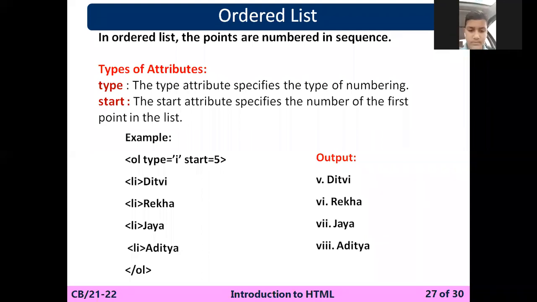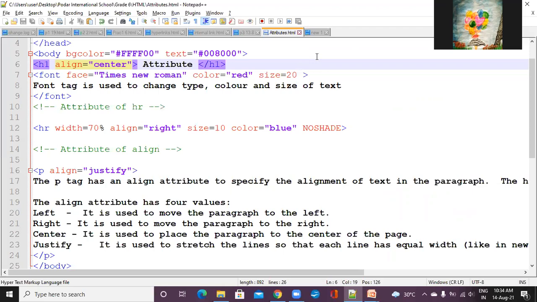We will be learning them one by one, so don't worry. First is the ordered list. Why are we using the ordered list? For inserting numbering in your web page: 1, 2, 3, alphabets A, B, C, D, and Roman numbers too. In the ordered list, the points are numbered in sequence. So firstly, I'm going to show you the OL.